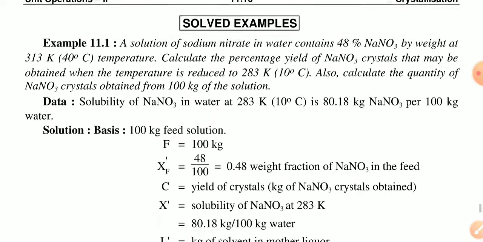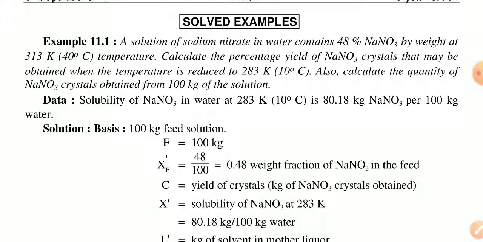A solution of sodium nitrate in water contains 48% NaNO3 by weight at 313 Kelvin, that is 40 degrees Celsius. Calculate the percentage yield of NaNO3 crystals that may be obtained when the temperature is reduced to 283 Kelvin, 10 degrees Celsius. Also calculate the quantity of NaNO3 crystals obtained from 100 kg of the solution.